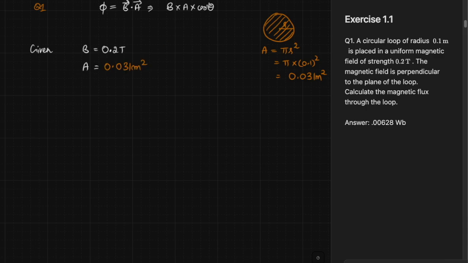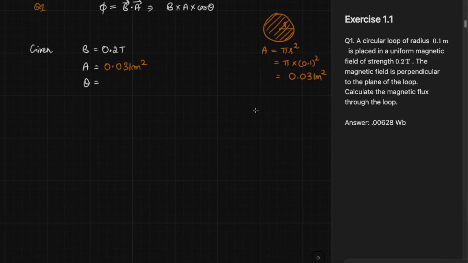What else? We need this theta also, and that is important. For theta, what information is given? Let's see. It is told to us that the magnetic field is perpendicular to the plane of the loop. Remember from which reference the angle is given. Here, the angle with the reference of loop is given.